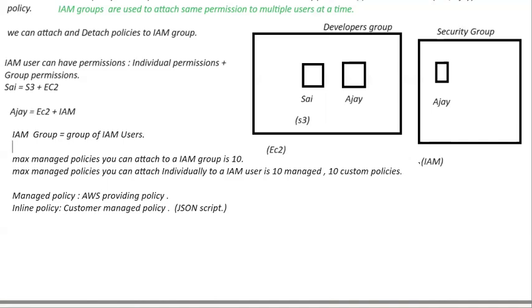So what about policy, sir? What are custom and managed policies? Mainly policies are of two types. The first one is managed policy and the second one is inline policy. Managed policy is taken care of by AWS, whereas inline policy is taken care of by us. We need to write our own policy, and then we call that policy an inline policy. We write it by using JSON script.